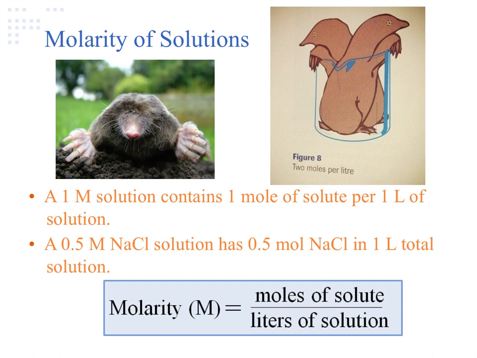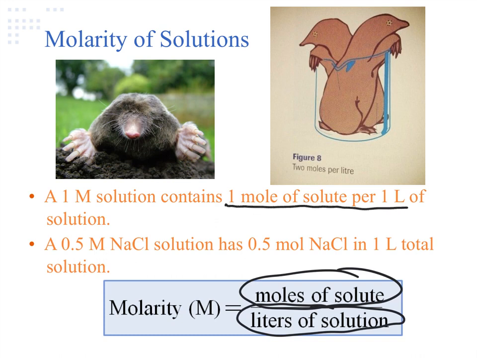So here what we're looking at is the actual formula down at the bottom. Molarity, our concentration unit, is given as a capital M. What it stands for is the number of moles of solute divided by the number of liters of solution. So that's the total liters, its volume, with the number of moles of just the solute on top. A 1 molar solution has 1 mole of solute per 1 liter, or it has 2 moles of solute per 2 liters.